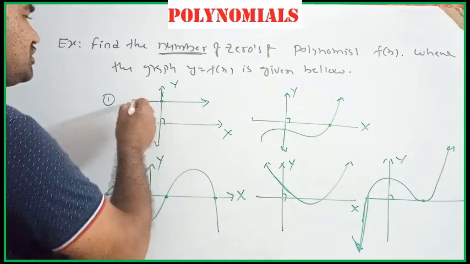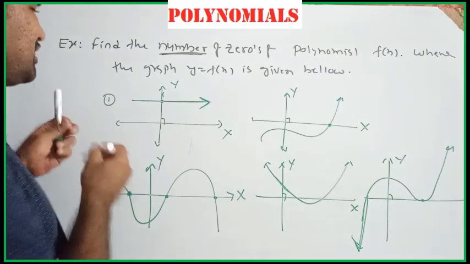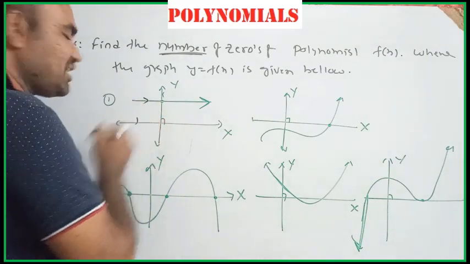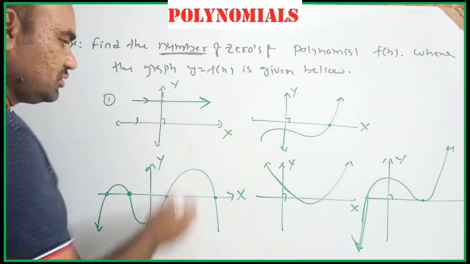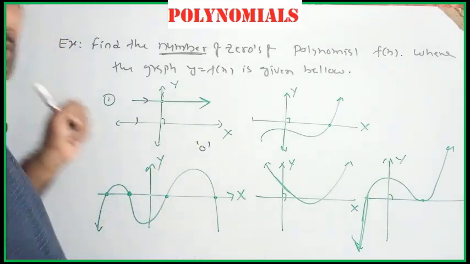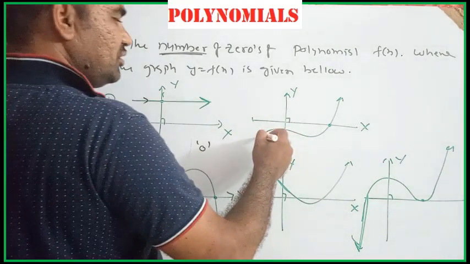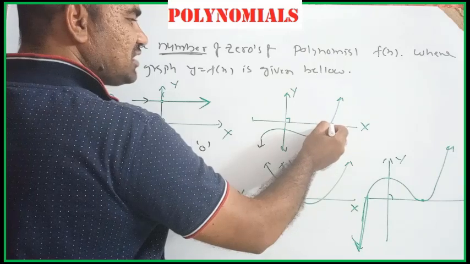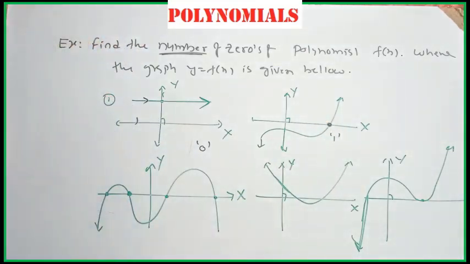First one. This is the graph of y equal to f of x. This graph never intersects the x-axis because it is parallel to the x-axis. Never intersects means you can say there are no zeros for that polynomial. Observe here: this polynomial intersects the x-axis at only one point. Only one zero exists for that polynomial.